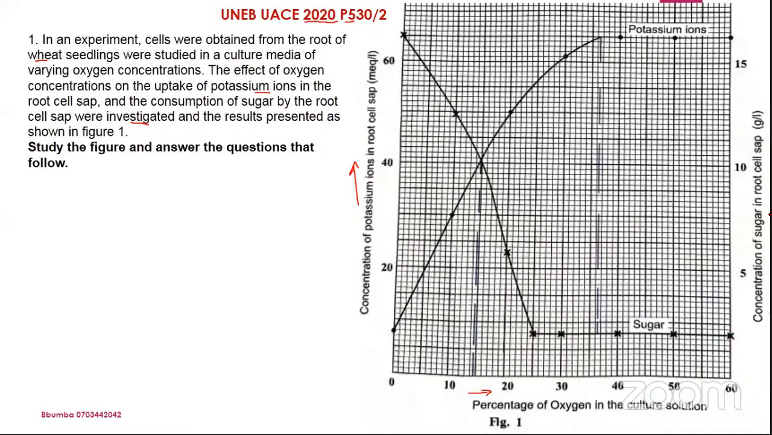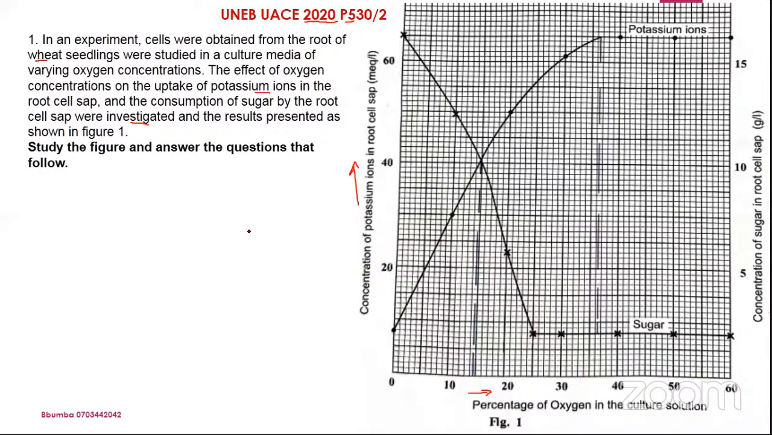And then on this side, because this was having two vertical axes, it is having concentration of sugar in root cell sap. So here you can see whether the sugar concentration is decreasing or increasing. Here you can see whether concentration of potassium ions in the root cell sap is increasing or decreasing, and you can relate it always related to the percentage of oxygen in the culture solution.